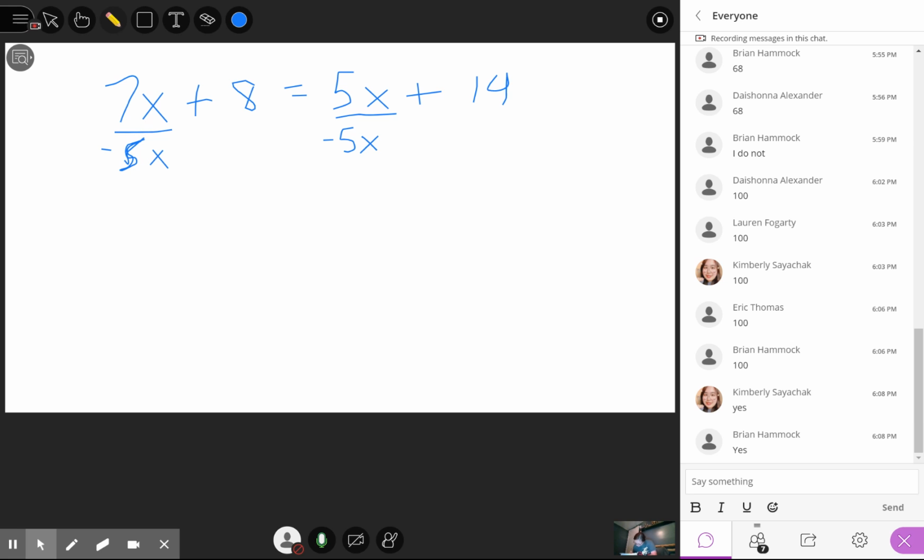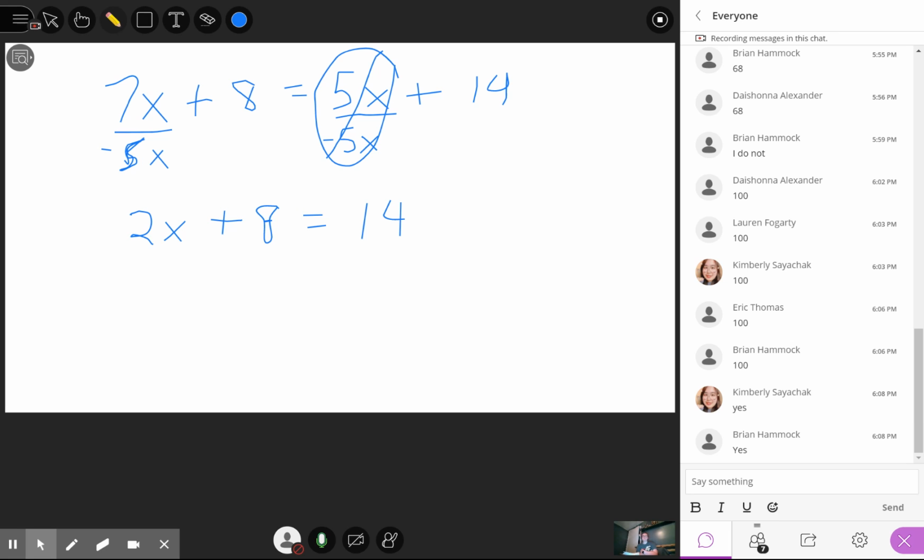Now, the beauty of this is 5x minus 5x is a zero pair. 5x minus 5x just goes to 0. And then on the other side, we have 7x minus 5x is 2x. So we have 2 x's left on the left, and there's still this plus 8 equals 14.